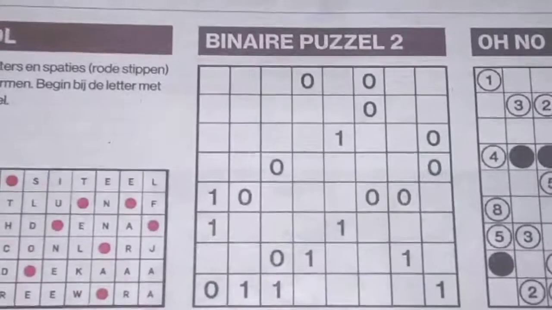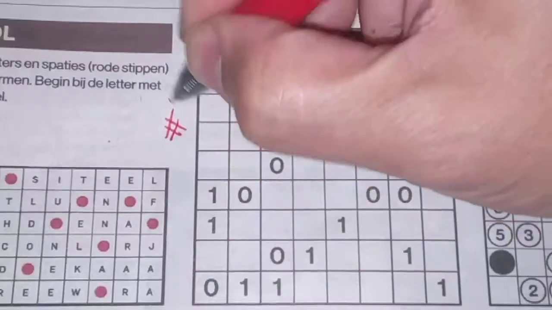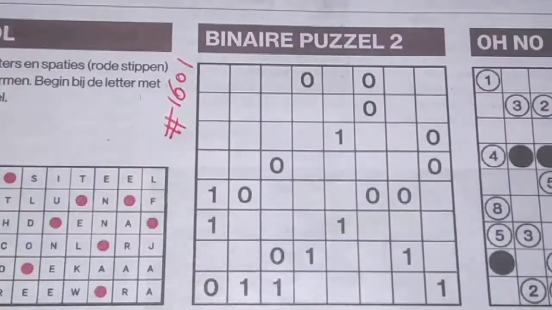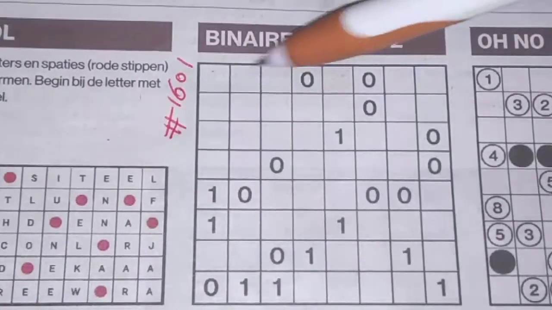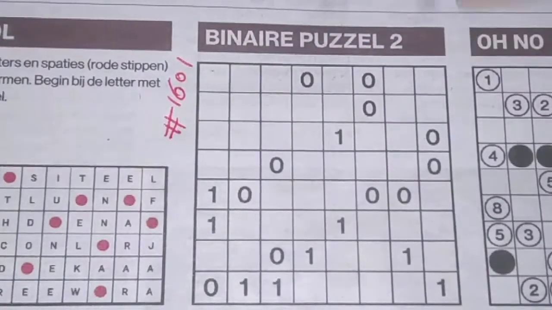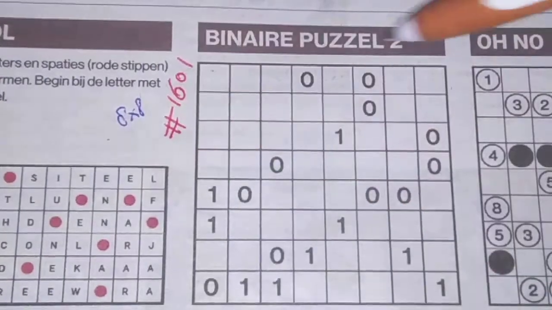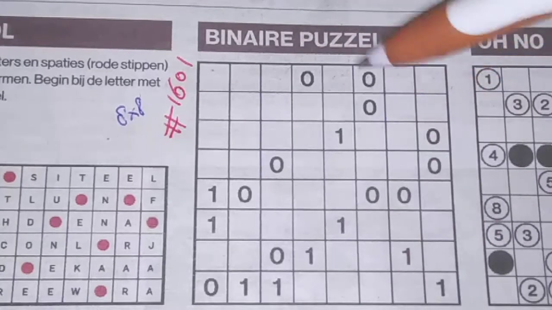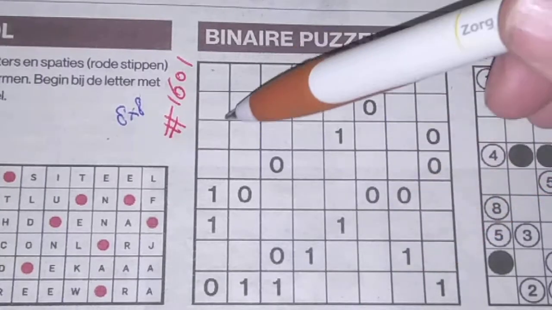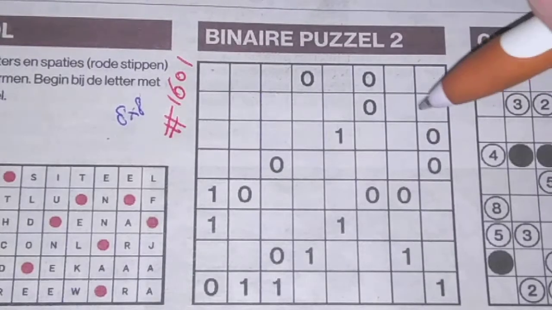This one is a binary puzzle, and this will be number 1601. Before I start, I count the numbers: 1, 2, 3, 4, 5, 6, 7, 8. 8 boxes, 8 by 8. That means in a row or in a column, there are always 4 0s and 4 1s. Alright, so let's get started.